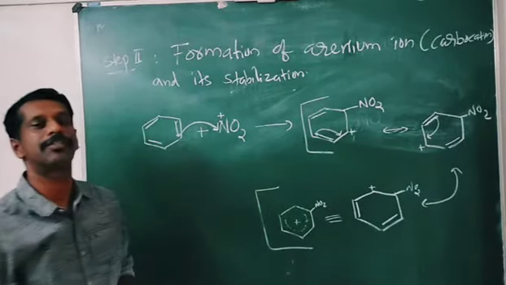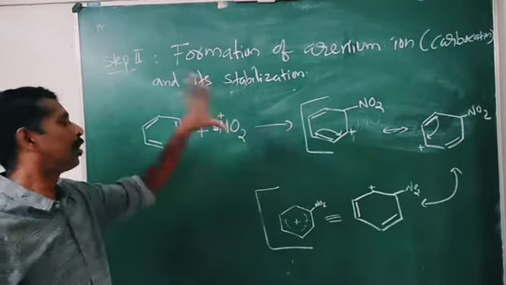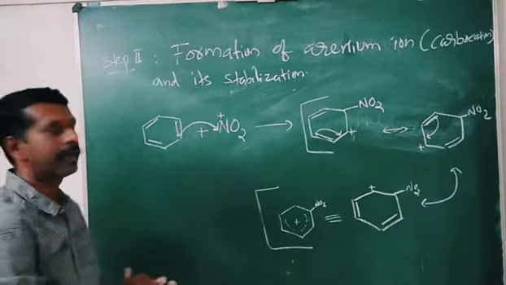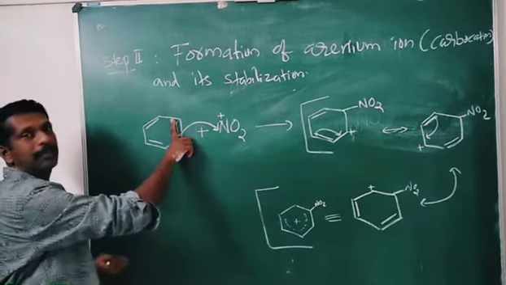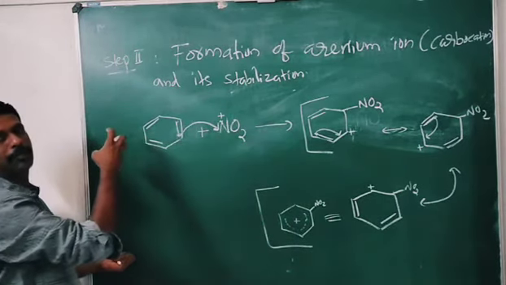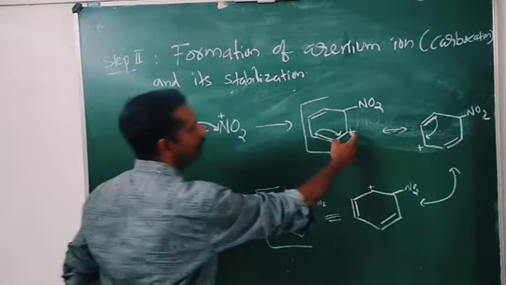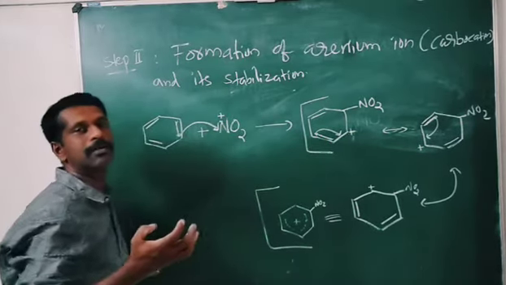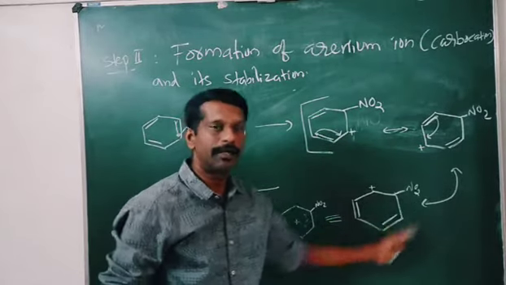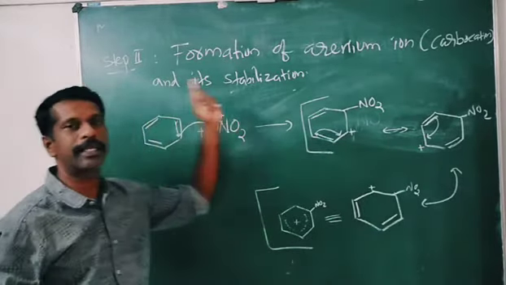This is the second step, formation of arenium ion. So how is the arenium ion forming? Once the electrophile is formed, what will happen? One of the pi bonds breaks from the ring and it will abstract the electrophile, and the ring is getting a positive charge. That is what is called arenium ion. That arenium ion can be stabilized by resonance, and this is the second step.